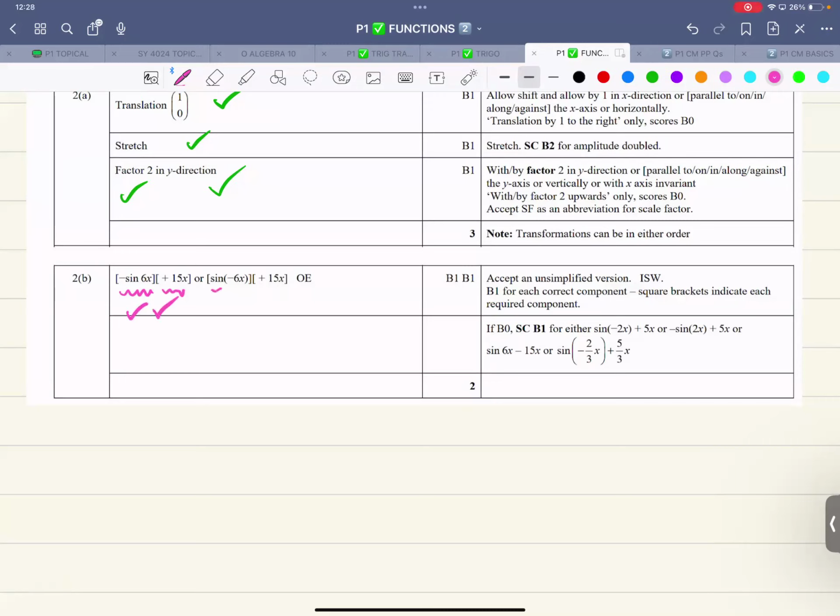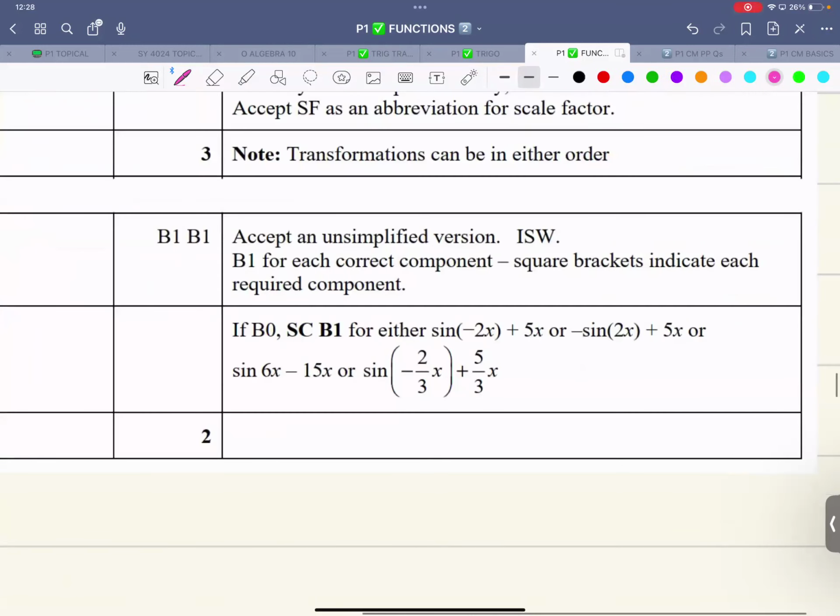Some people wrote sine of negative 6x as it is. They did not simplify according to trigonometry, but still they have marked it, because technically it was not a question of trigonometry, it's a question of function. Still, except the unsimplified version, one mark for each correct component, either this thing or this thing. If someone got one thing correct and the other thing wrong, they will still get the mark. This is also a very common mistake, provided the concept is not clear, multiplying by one thing.